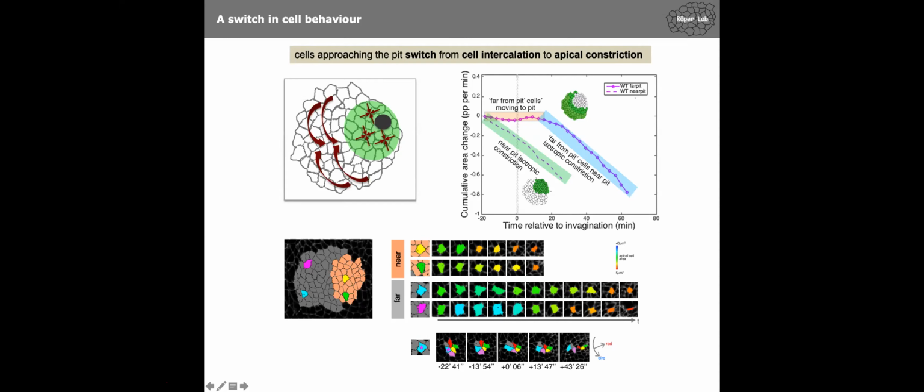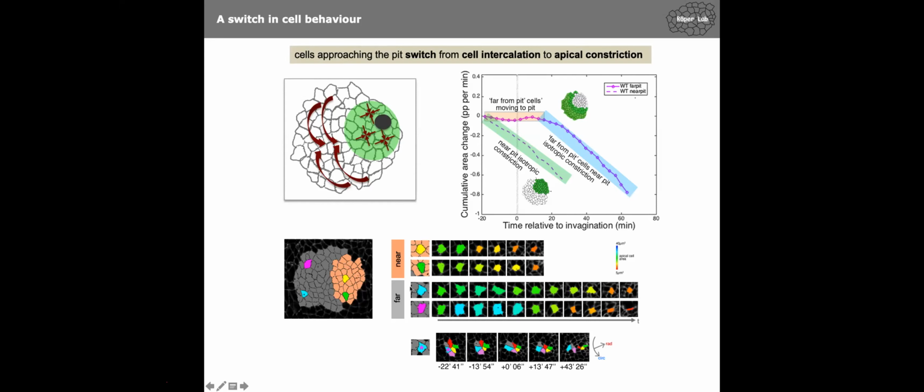So again, this is the primordium patch. In pink here are cells defined as being close to the forming invagination points. The gray ones are further away. We now look at individual cell examples. And if we look at the apical area of these cells close to the pit, they immediately start decreasing their apical area. Whereas the cells further away remain with the same apical area for quite a long time before they then also start to constrict very rapidly.